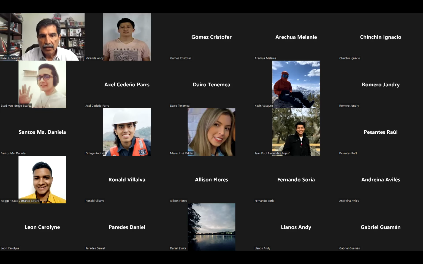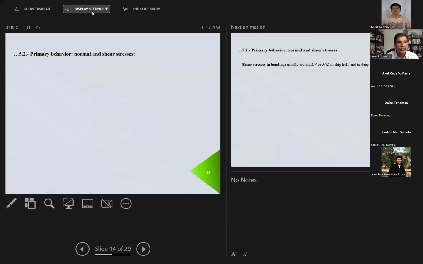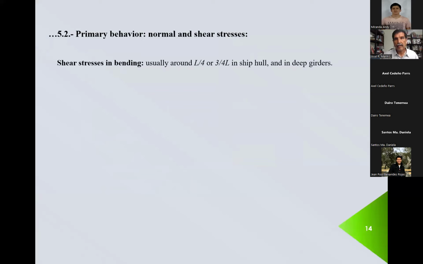Okay, we're going to continue. Now, we have said a lot about bending moment and shear force. That takes us to the next topic, which is in this subchapter, which is about what happened with the shear force.